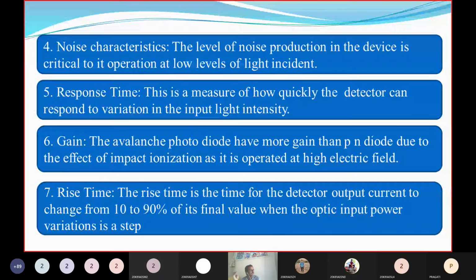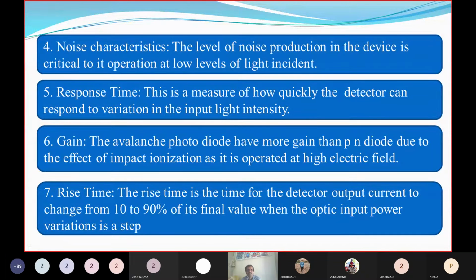So without the light, there will be only a little amount of current. After some low-intensity light is incident on the photodiode, what happens? A small amount of current will increase. So that means some detectors have very little gain.